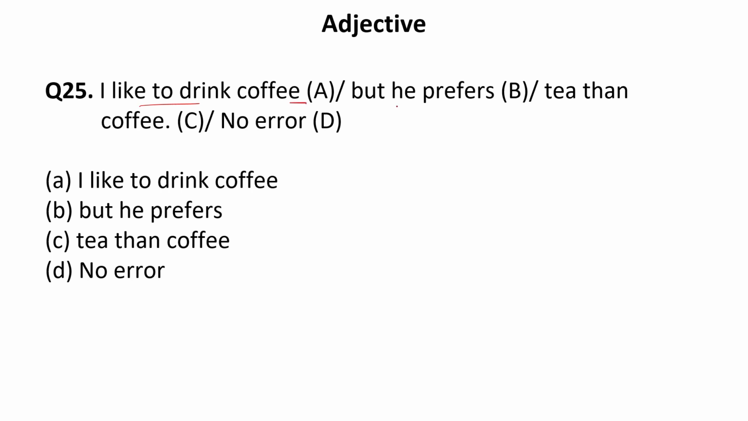Now let us move to the next one. I like to drink coffee, but he prefers tea than coffee. The same sentence is again here. Then should be replaced by to. We write to preposition with the word prefer. So the error is in part C. So our answer is C.